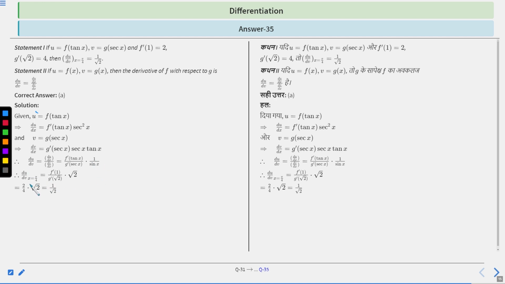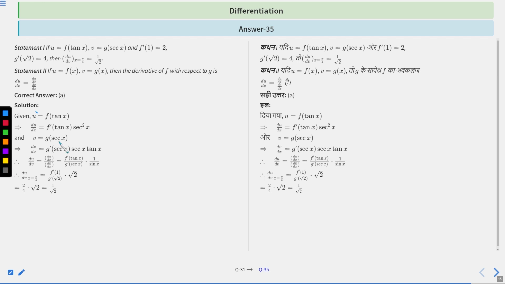So du by dv at x equal to pi by 4 is f dash 1 upon g dash root 2 into sin pi by 4, which is root 2, whose reciprocal will be root 2. Clear? So after solving and simplifying, you will get du by dv at x equal to pi by 4 is 1 by root 2. Clear?